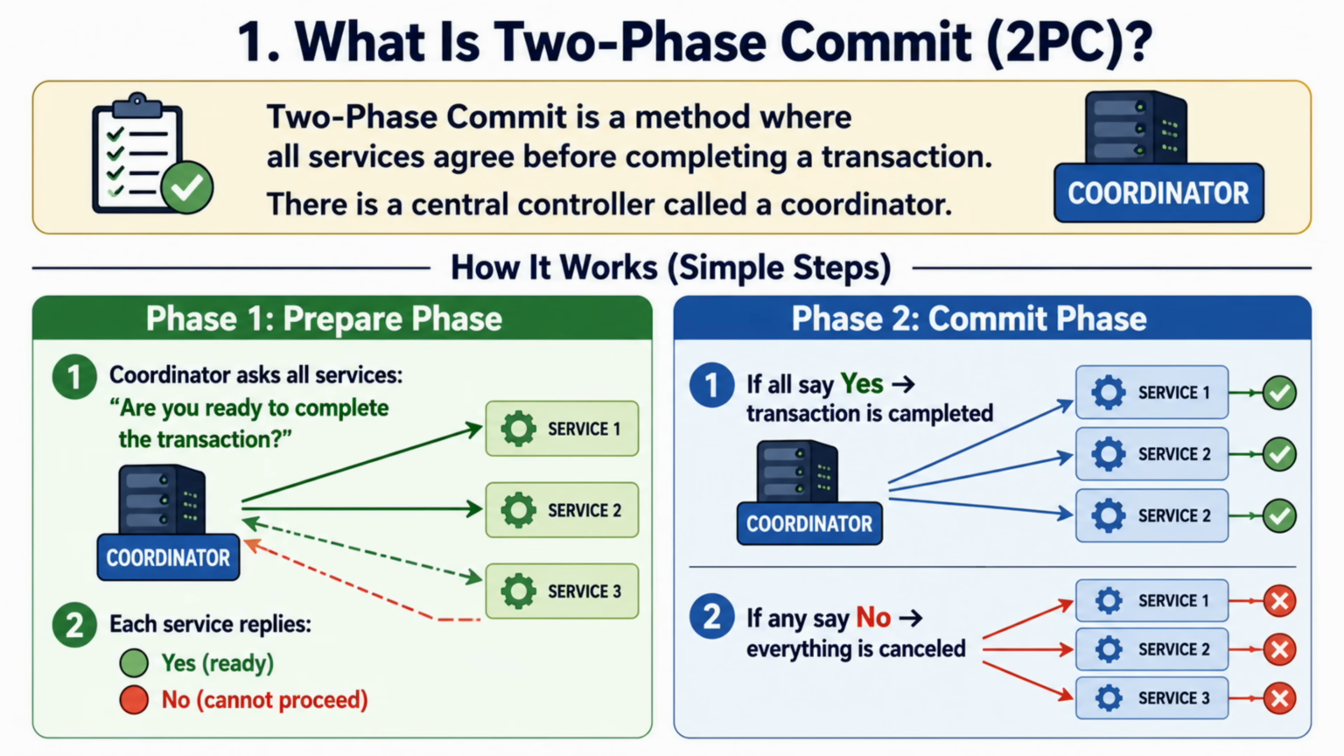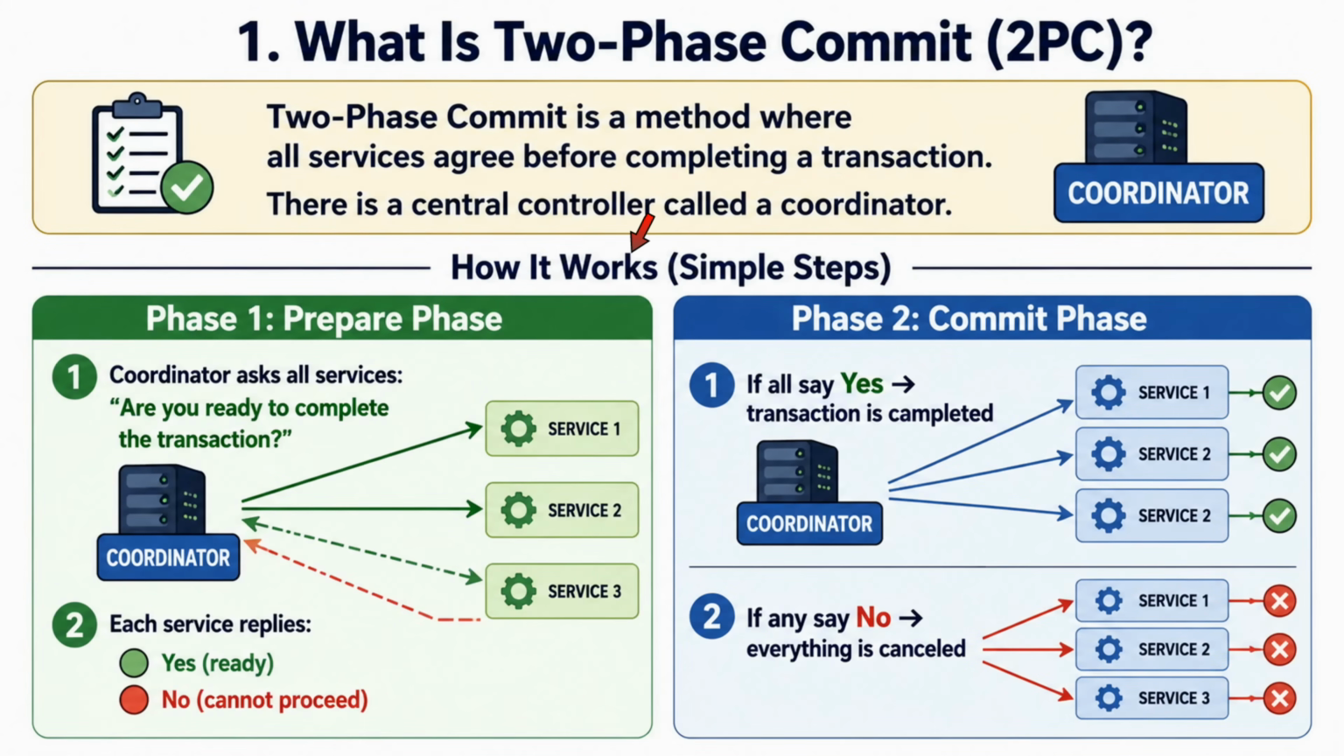What is two-phase commit? Two-phase commit is a method where all services agree before completing a transaction. A central controller exists in this approach. That controller is called the coordinator. The coordinator talks to all services and checks whether everyone is ready.